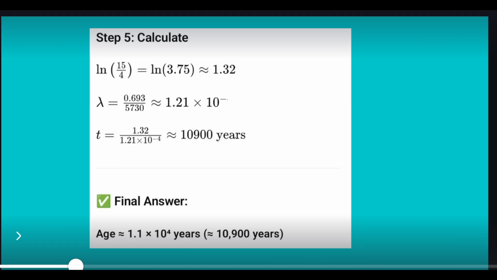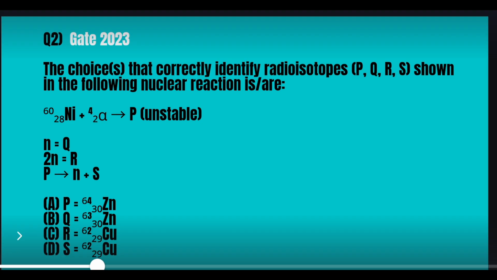Now we'll see the second question. This question was asked in GATE 2023. The choices that correctly identify radioisotopes P, Q, R, S shown in the following nuclear reaction. The equation given: nickel 60, 28 plus alpha 4, 2 gives rise to P, that is unstable. Here you have to calculate n is equal to Q, 2n is equal to R, P gives rise to n plus S. These three you have to calculate. Here 4 options are given.